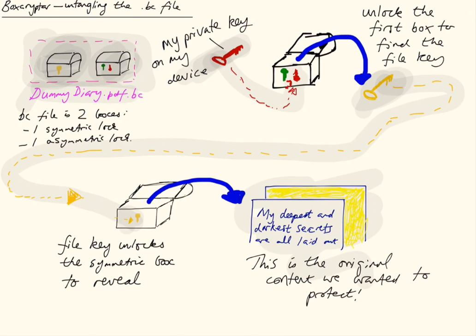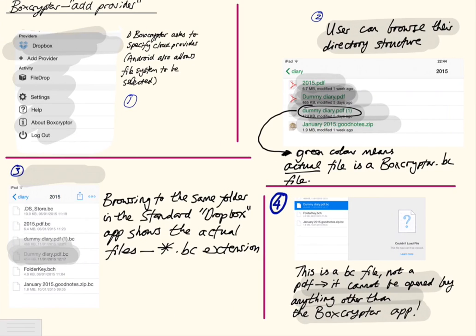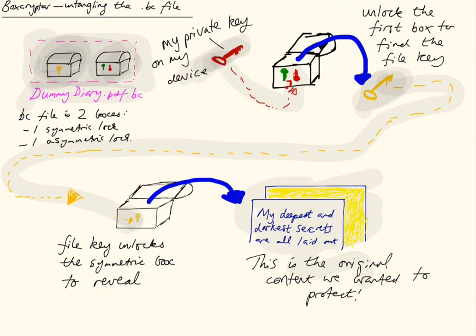So let's talk about what is represented by this dummydiary.pdf.bc file that we saw here. In the next slide, I've illustrated it as two treasure chests sitting side by side, grouped together, represented by this .bc file. One of the treasure chests has a symmetric lock, which is the one on the left, and that one contains our actual document, the raw contents of the document we're trying to protect. So that's inside that treasure chest there.